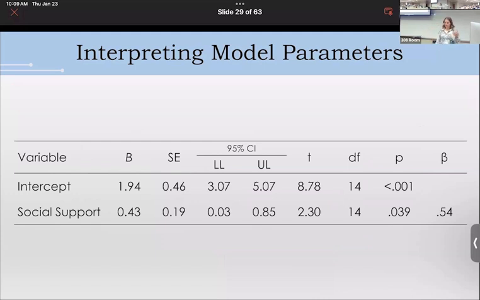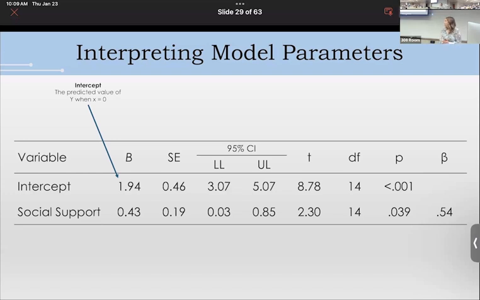You are always going to have at minimum an intercept line, and then you're going to have a line for each predictor. So in a simple regression parameter table, you're going to have two lines. In a multiple regression table, you're going to have one line for each predictor plus the intercept. We're going to go through each of these.